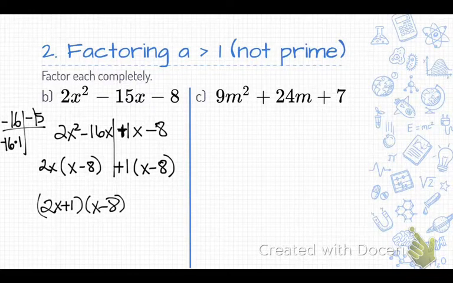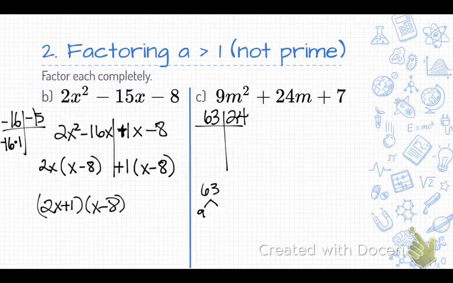Now for C, I need to figure out what multiplies to 63 and adds to 24. I don't know. I don't have a calculator. I can't figure this out. So I know that 63 is 9 times 7, right? You should know that one. And that was my A times C. Now, I'm going to break 9 up. What goes into 9? 3 and 3. Okay. So I know 63 is 3 times 3 times 7.